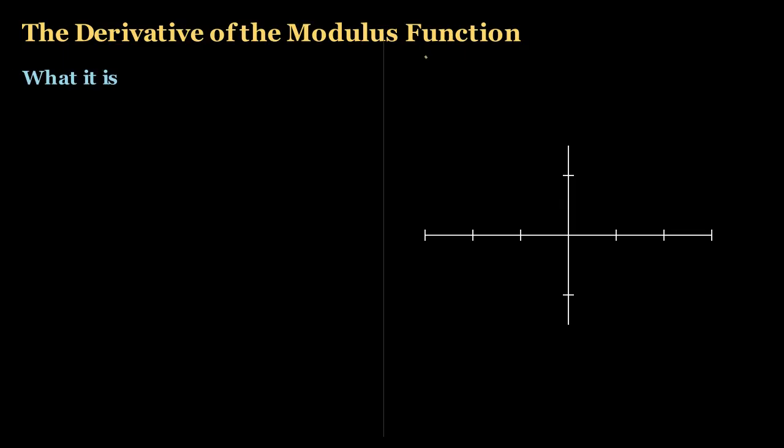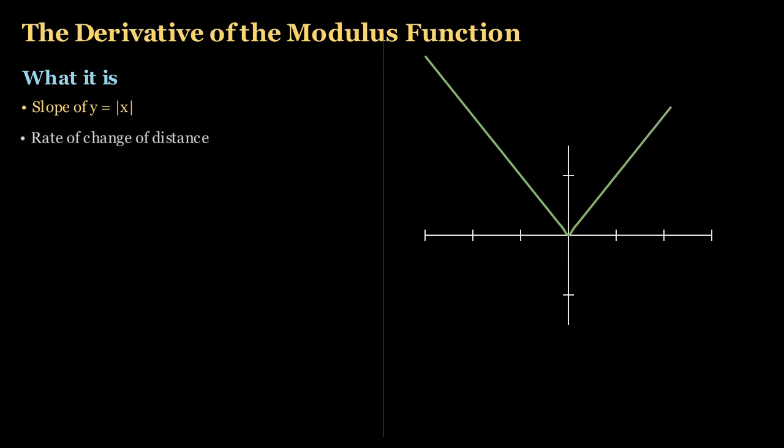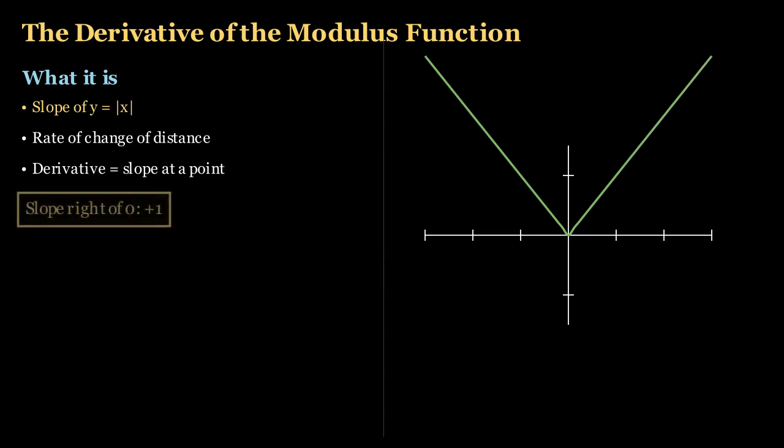We already know the absolute value of x, written |x|, gives the distance of x from 0, making a V-shaped graph with its vertex at the origin. Now we ask a new question: how steep is this V at any point? The steepness, or slope, tells us how fast the distance is changing as x moves. In calculus, we call this slope the derivative.